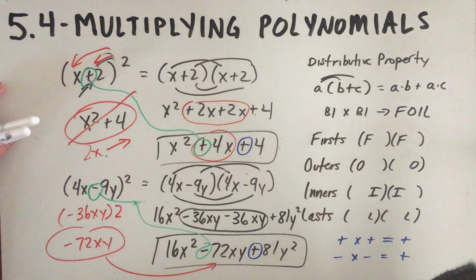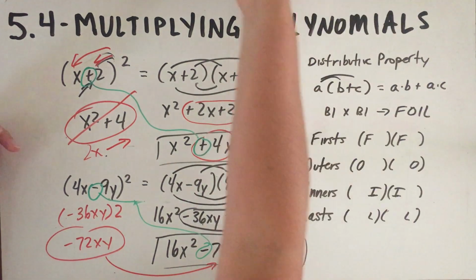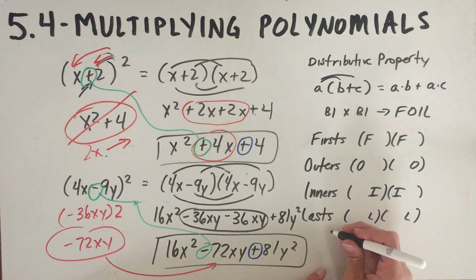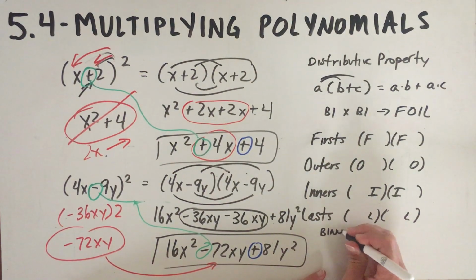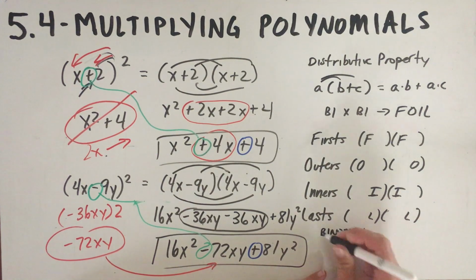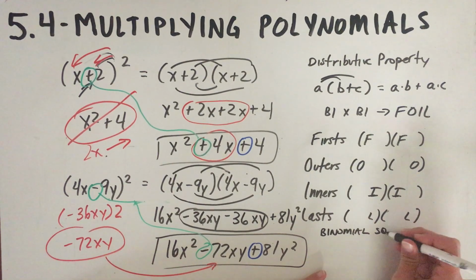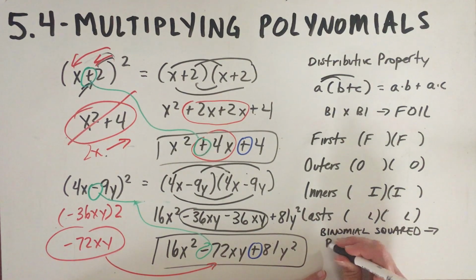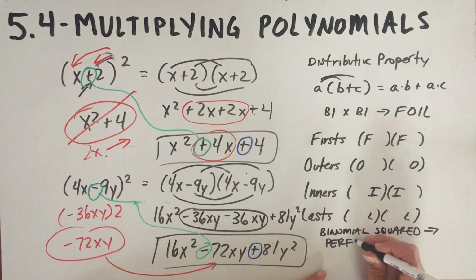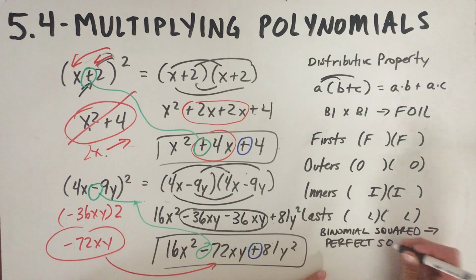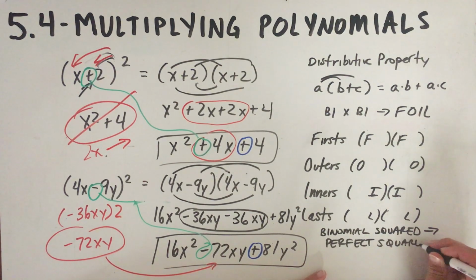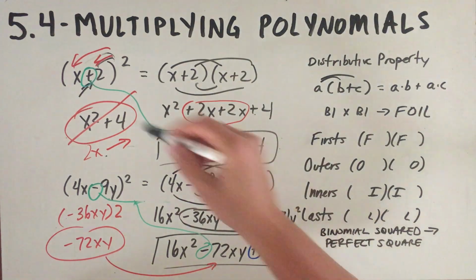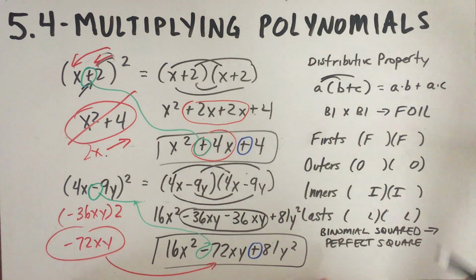So let me say that one more time. A binomial squared is going to give you a perfect square trinomial. That is the name. When I square this binomial, that's the name of this end product here that I get. Perfect square trinomial. It's a perfect square trinomial.